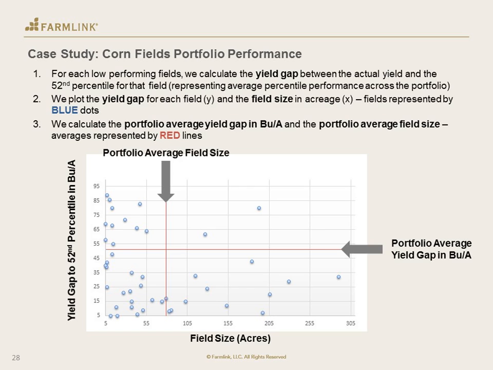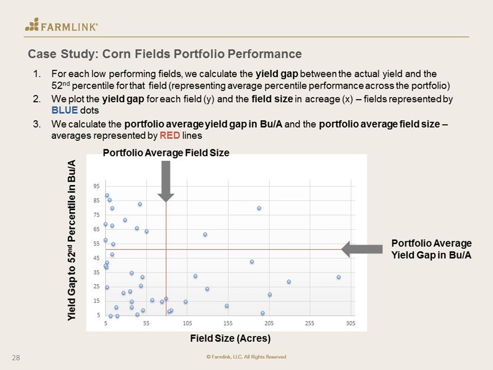In this chart, we're going to take a deeper look at how we can identify the fields with the largest improvement potential. We'll measure the yield gap by setting desired performance at the 52nd percentile. Our farmer wants every field to at least match the average portfolio performance. The blue dots again represent individual fields. The y-axis in this case is the yield gap of the field to reach the 52nd percentile. Remember, the yield gap is measured in bushels per acre. The x-axis is field size in acres. The red lines show the averages again, this time for the average field size and the average portfolio yield gap to reach the 52nd percentile.